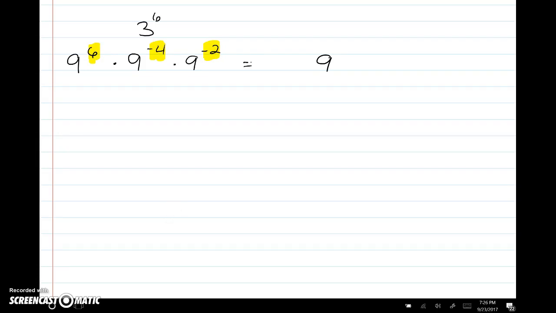So we have 6 plus negative 4 plus negative 2. 6 plus negative 4 is positive 2, plus negative 2 equals 0. So my exponent is 0. And anything to the 0 power is, you guessed it, 1. So 9 to the 6th times 9 to the negative 4th times 9 to the negative 2nd is 1. How about I give you a few problems to try on your own?